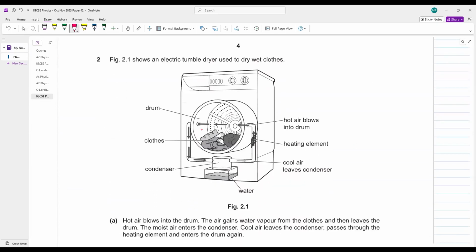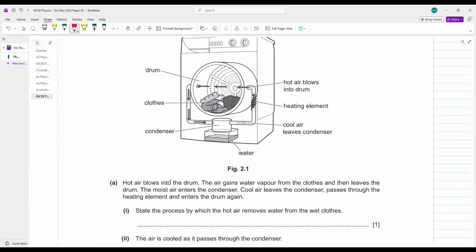Okay, figure 2.1 shows an electric tumble dryer used to dry wet clothes. A hot air blows into the drum. The air gains water vapor from the clothes and then leaves the drum. The moist air enters the condenser. Cool air leaves the condenser, passes through the heating element and then enters the drum again.